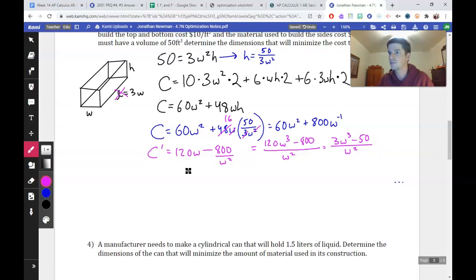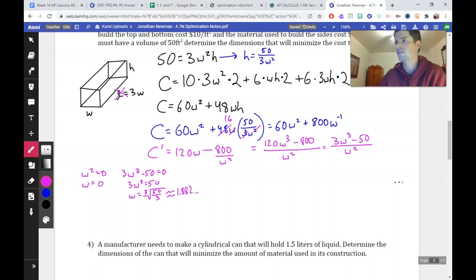So let's get that over here. So we have w squared equals 0. That's just going to be 0, right? And we have 3w cubed minus 50 equals 0. So 3w cubed equals 50. So w is going to be the cube root of 50 over 3. I'm just going to plug this into the calculator real fast. And yeah, that's about 1.882. Again, you want to use the store feature in your calculator to save that all the way out to the point that you need the decimals.